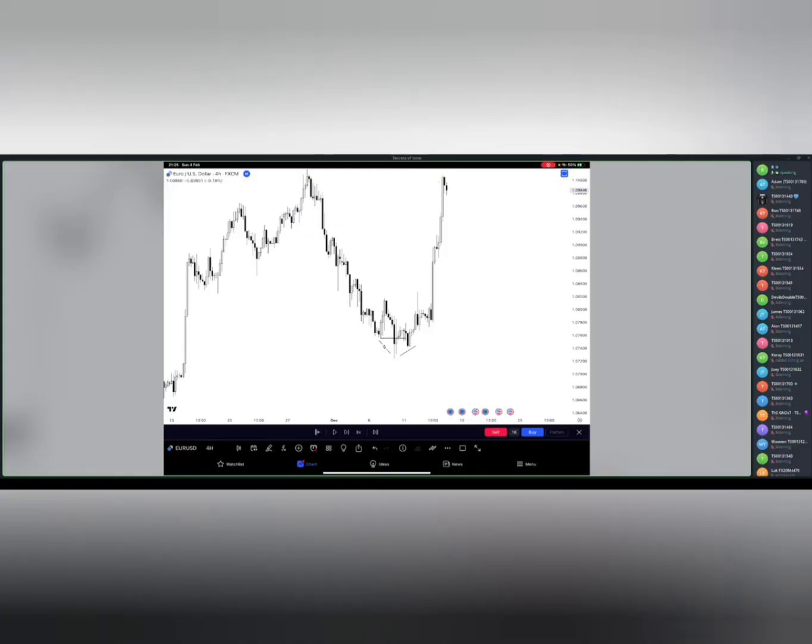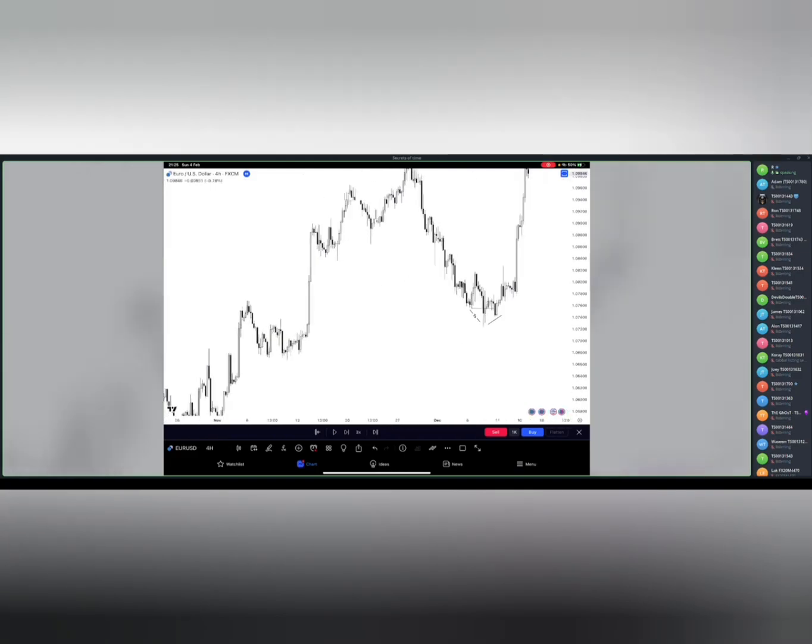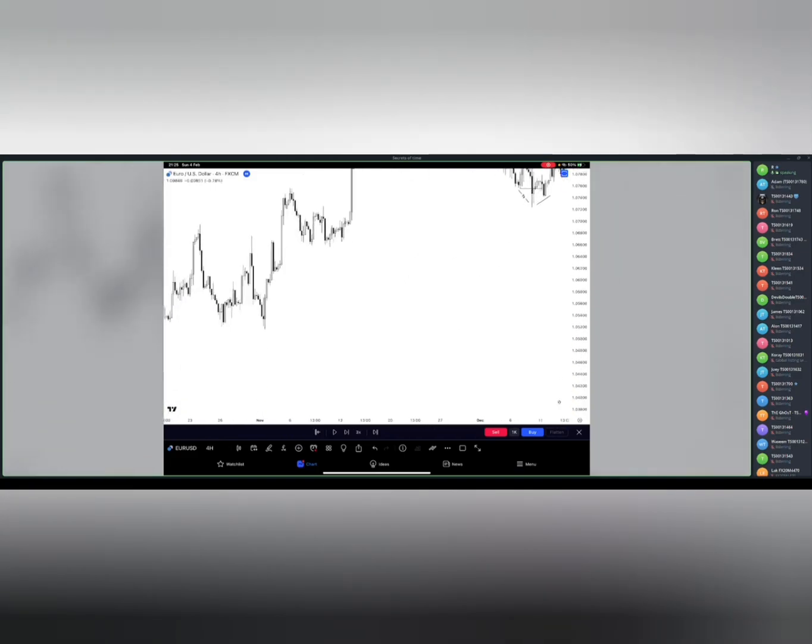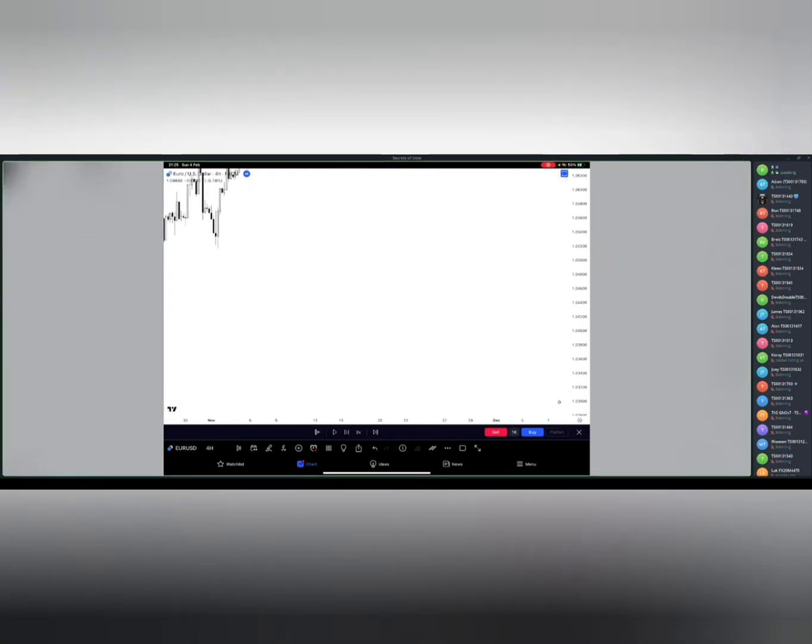So that's the answer. If you have a missed entry, right, you marked a level and you wanted it to hit and it didn't hit, then it's either an SMT divergence or it's a misread of the order flow. Next question, Adam.